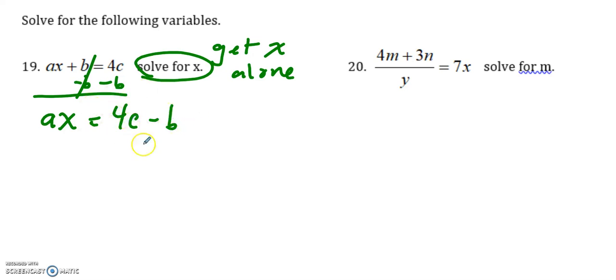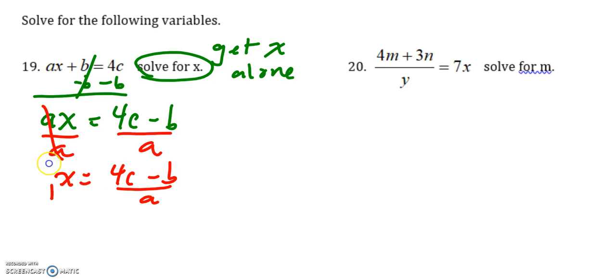4c and b are not like terms, which is why we cannot combine them and why we have to write them separately. My next move to get x alone is to get rid of that a, and a is currently being multiplied. So we can divide by a and get x equals 4c minus b, all divided by a.